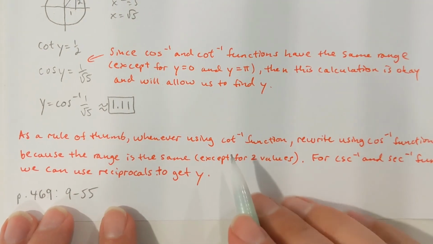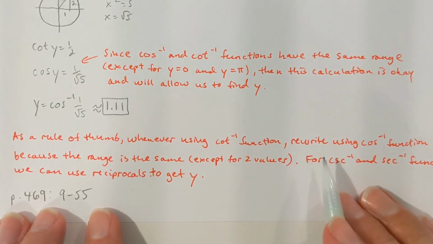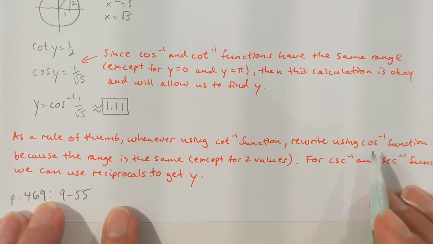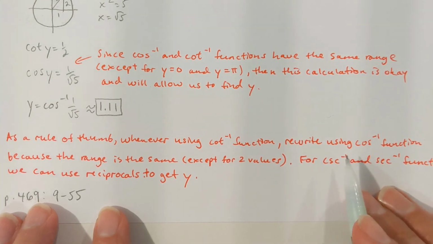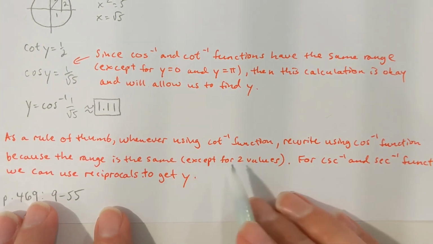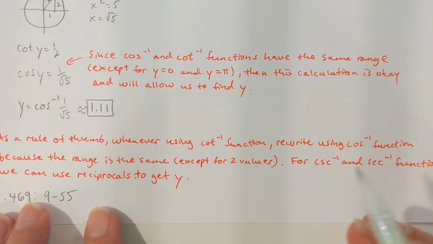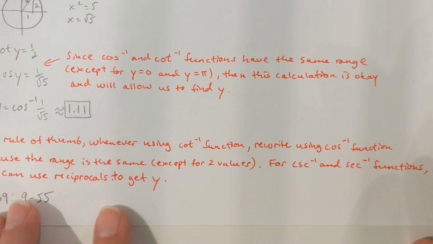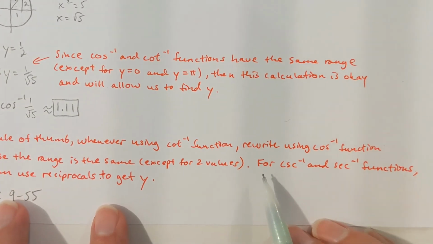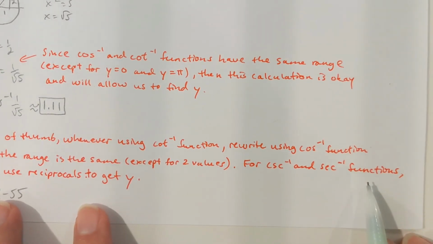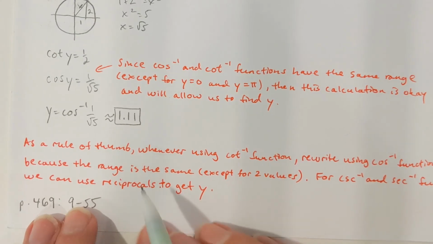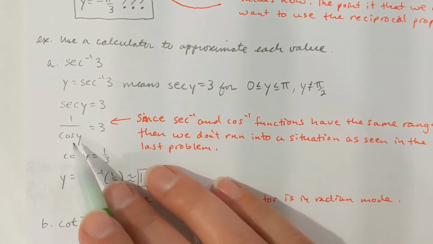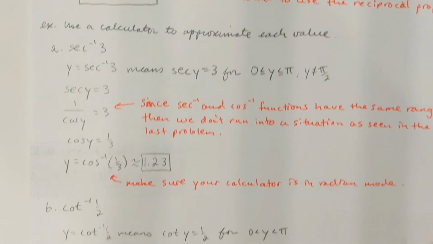As a rule of thumb, whenever you're using the cotangent inverse function, rewrite using the cosine inverse function, because the range is going to be the same except for the two endpoints, which, more times than not, are not going to be relevant to the problem. For cosecant inverse and secant inverse functions, you can just use the reciprocals to get y. That's what I was doing here in part A, where I was using the reciprocal identity.